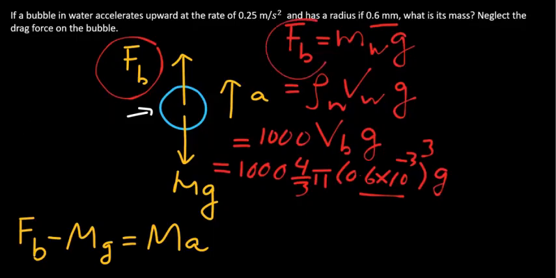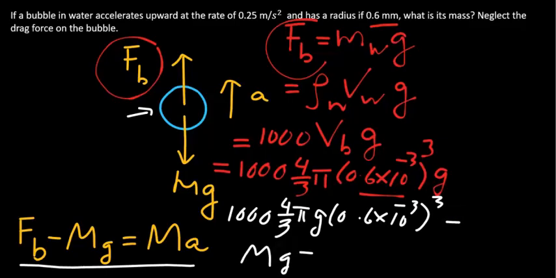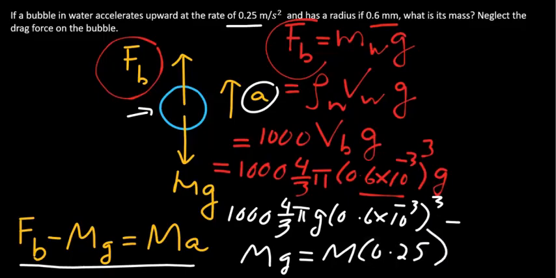So let's substitute everything in this equation. The buoyant force is 1000 times 4/3 pi times gravitational acceleration times 0.6 times 10 to the power minus 3, cubed, minus mg equals ma. a is the upward acceleration of that bubble, which we know is 0.25 meter per second squared. So you see, the only thing that we don't know is the mass of the bubble, and we can solve for it. Remember, g is 9.81.